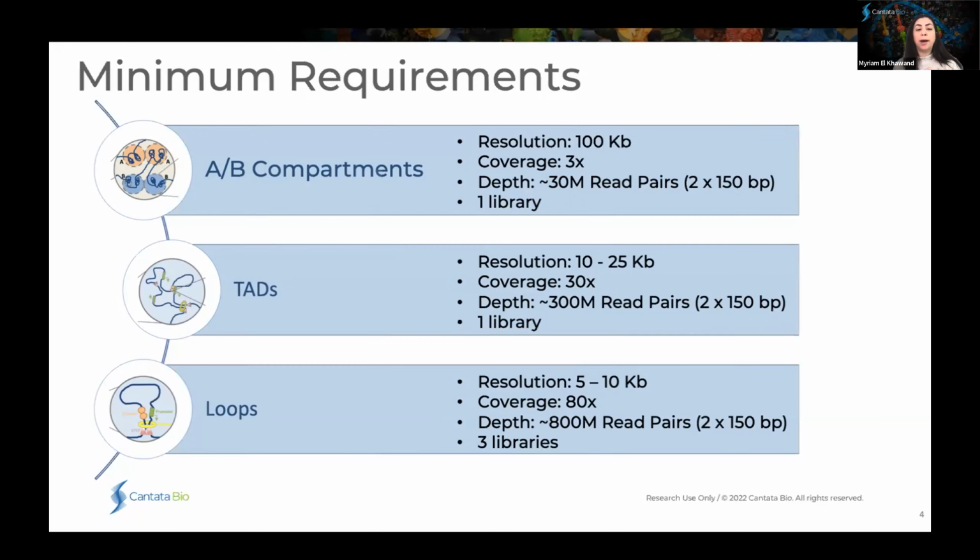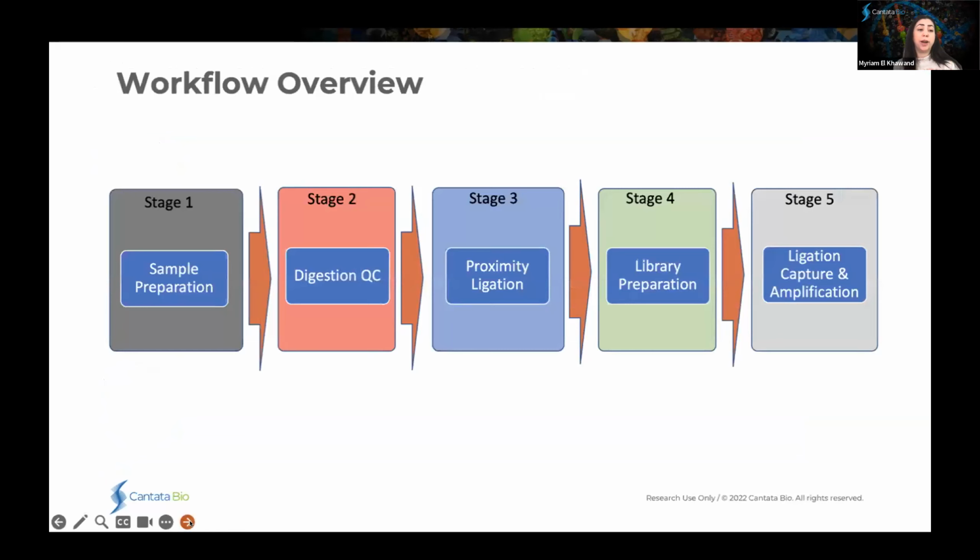And before I talk about the replications that you can design in your experiment, I just want to orient those of you in the audience who are not very familiar with the workflow. So the standard 3D genomics workflow that we offer has 5 stages. In stage 1, this is where you're preparing your sample. You're cross-linking the chromatin in the nucleus. Then you're digesting the chromatin with MNase.